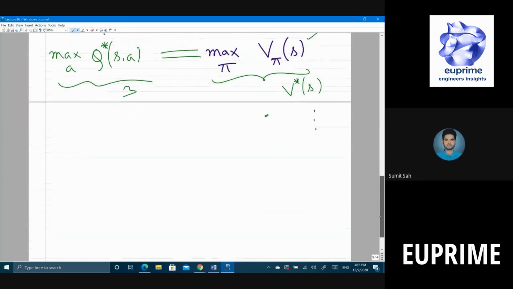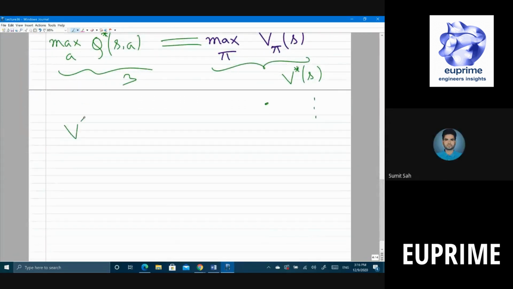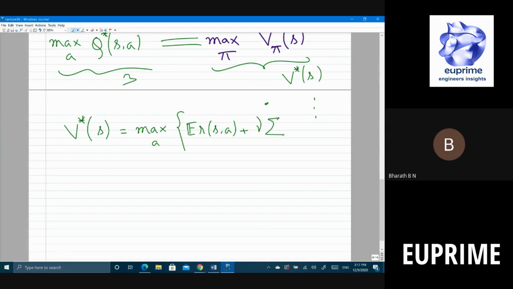Okay. So now what is V star of S? I'll just write this and get back to you. Is that okay? Just let me finish this. Maximize over all actions A, the expected value of R of S, A, plus the discount factor times the summation over S dash belonging to S of the probability of S dash given S, A times V star of S dash. Okay, so this is what we have.